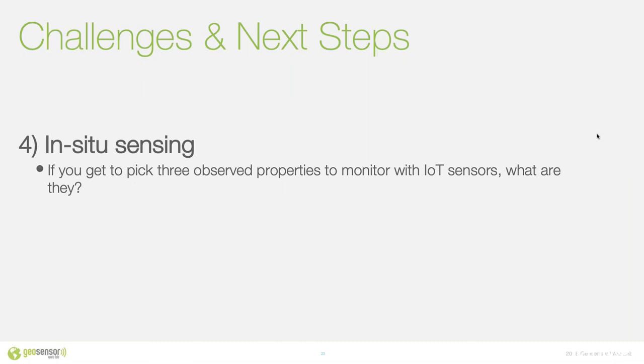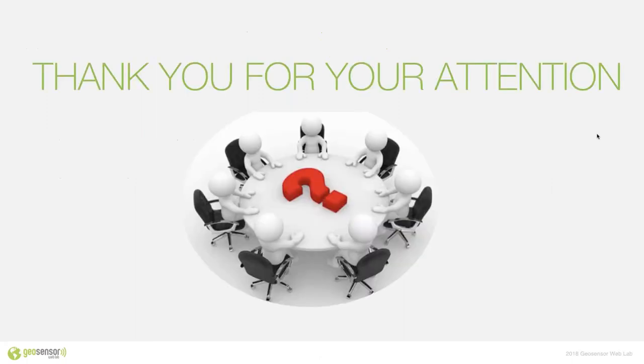And the fourth one is in-situ sensing. For example, if you get to pick, I'm going to put this as an open challenge for you to think about and propose three observed properties to monitor with IoT sensors that can be useful for our lab, so we can expand our next project based on that. Thank you very much for your attention. And if there's any question, I would be happy to answer. Thank you.